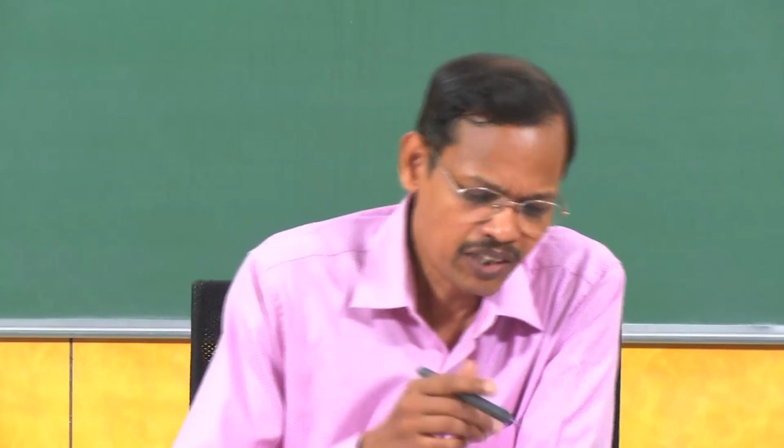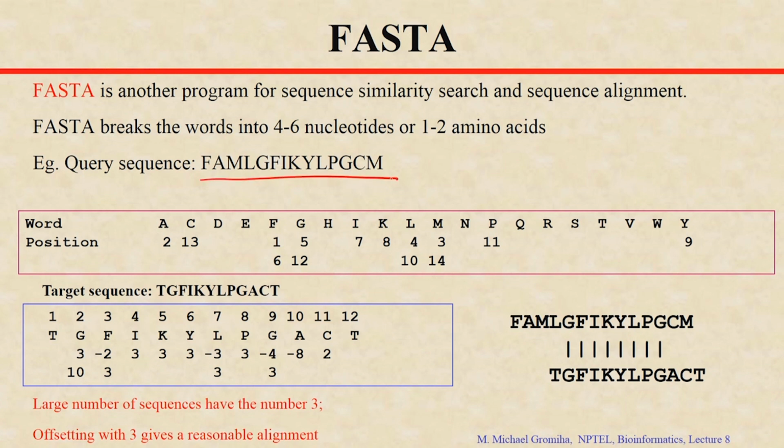FASTA is another program, also used for sequence similarity and sequence alignment. Here it breaks the sequence into 4 to 6 nucleotides or 1 or 2 amino acids. If we have the query sequence FAM and so on, first take this sequence and identify the positions. F is in position number 1, so we put 1; A is in position 2, so we put 2; then M is 3, so we put 3. Likewise, the query sequence is made into different positions, and you can see another F at position number 6.